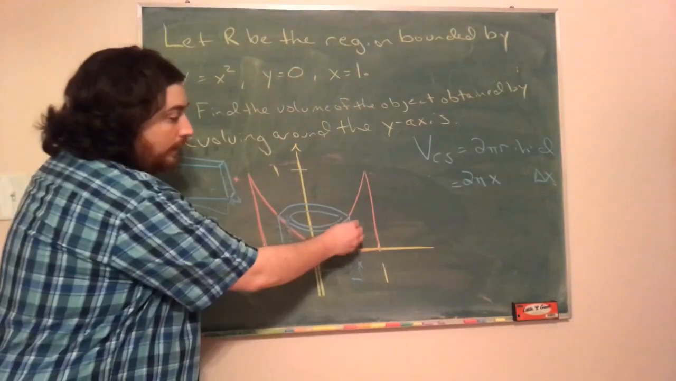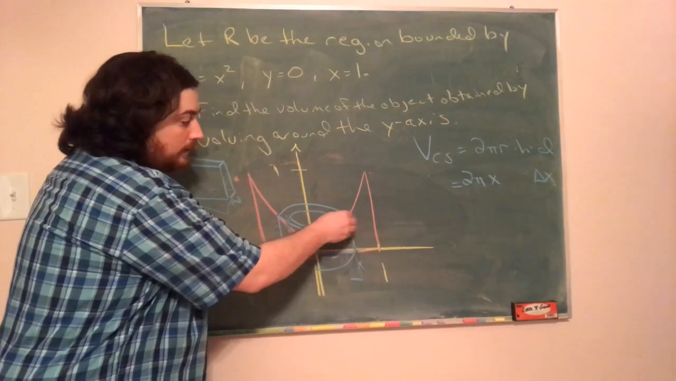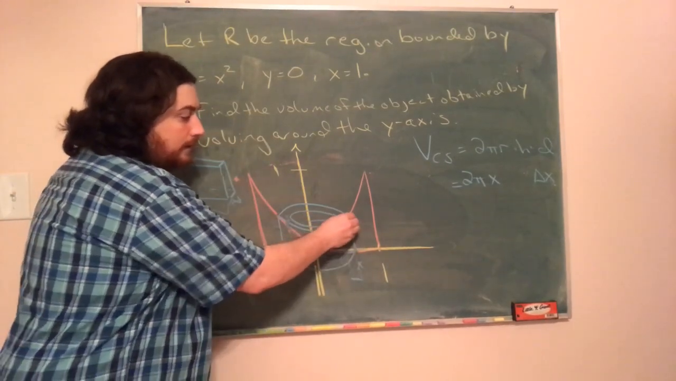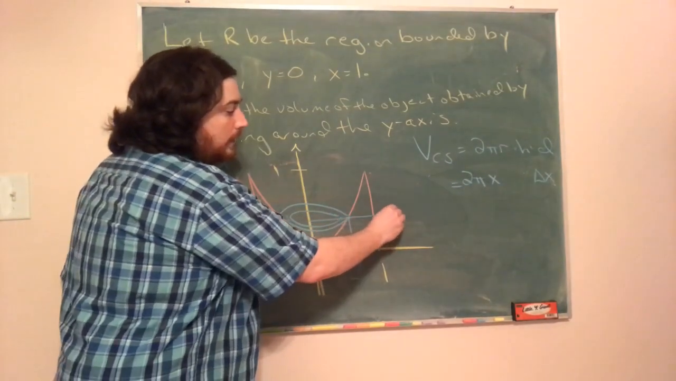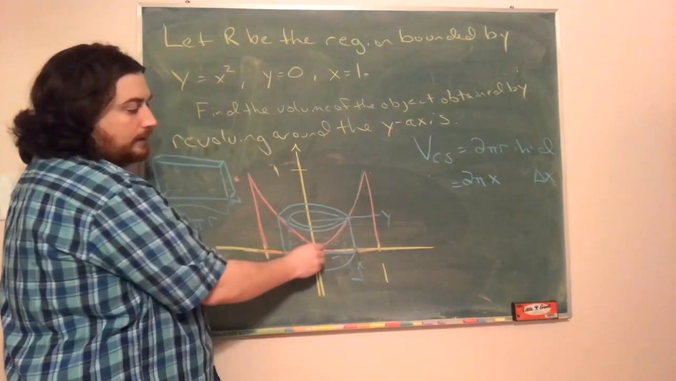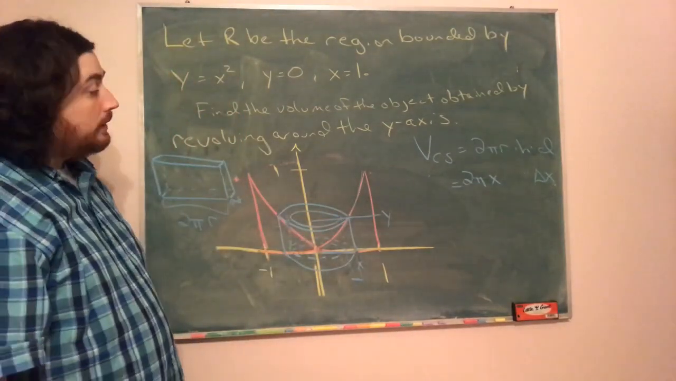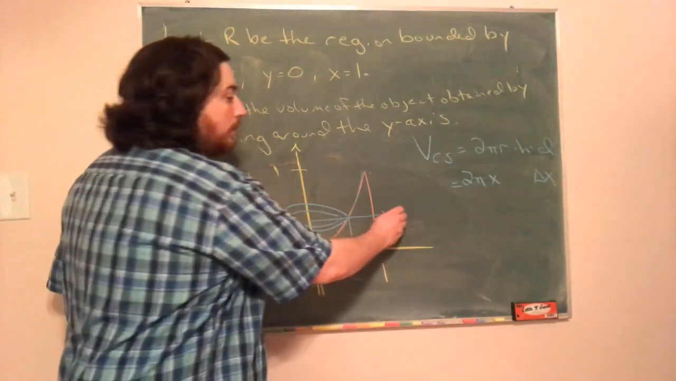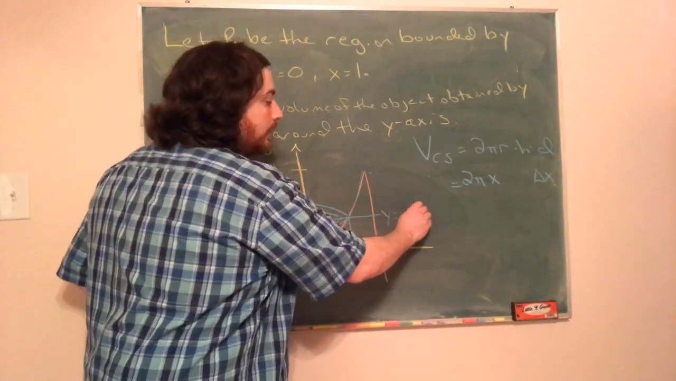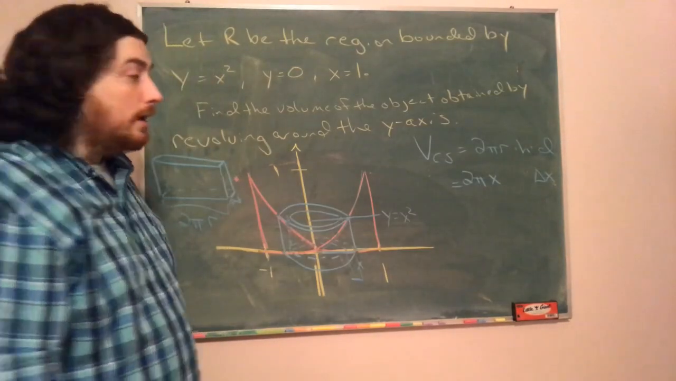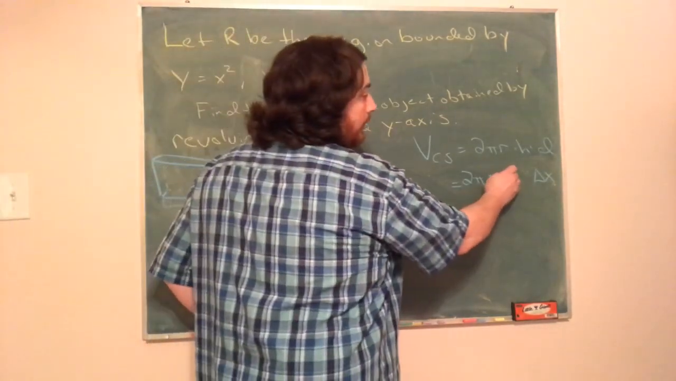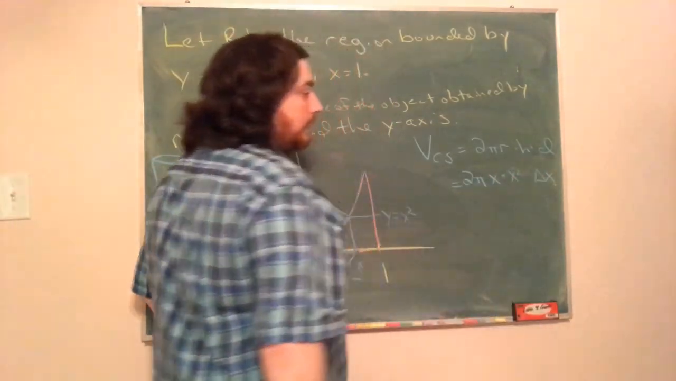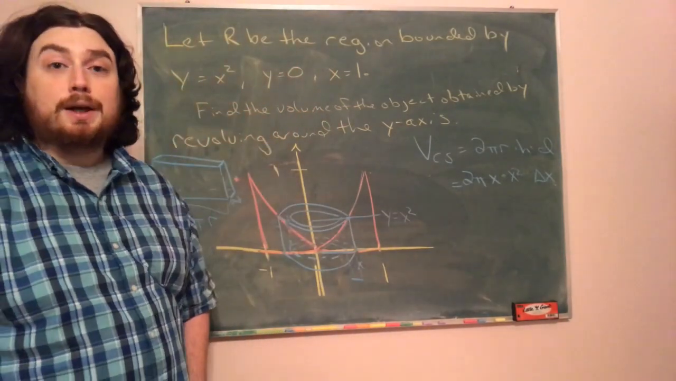Now on the other hand, the height is this distance, so that distance is just the y value that corresponds to the function that we've drawn here. So if we look at that function up here, that was the function x squared. So our y value, our height, is x squared. So the volume of that cross section is 2 pi x times x squared times delta x.